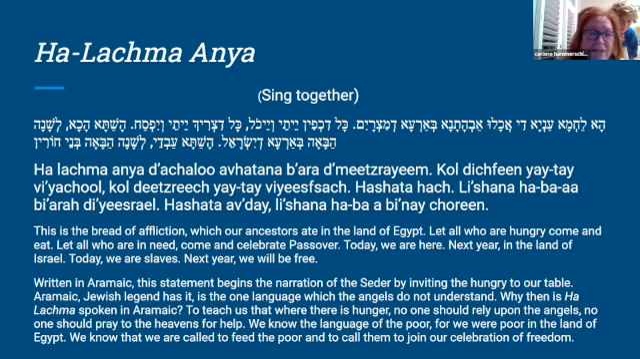Written in Aramaic, this statement begins the narration of the Seder by inviting the hungry to our table. Aramaic, Jewish legend has it, is the one language which the angels do not understand. Why then is Ha Lachma spoken in Aramaic? To teach us that where there is hunger, no one should rely upon the angels. No one should pray to the heavens for help. We know the language of the poor, for we were poor in the land of Egypt. We know that we are called to feed the poor and to call them to join our celebration of freedom.